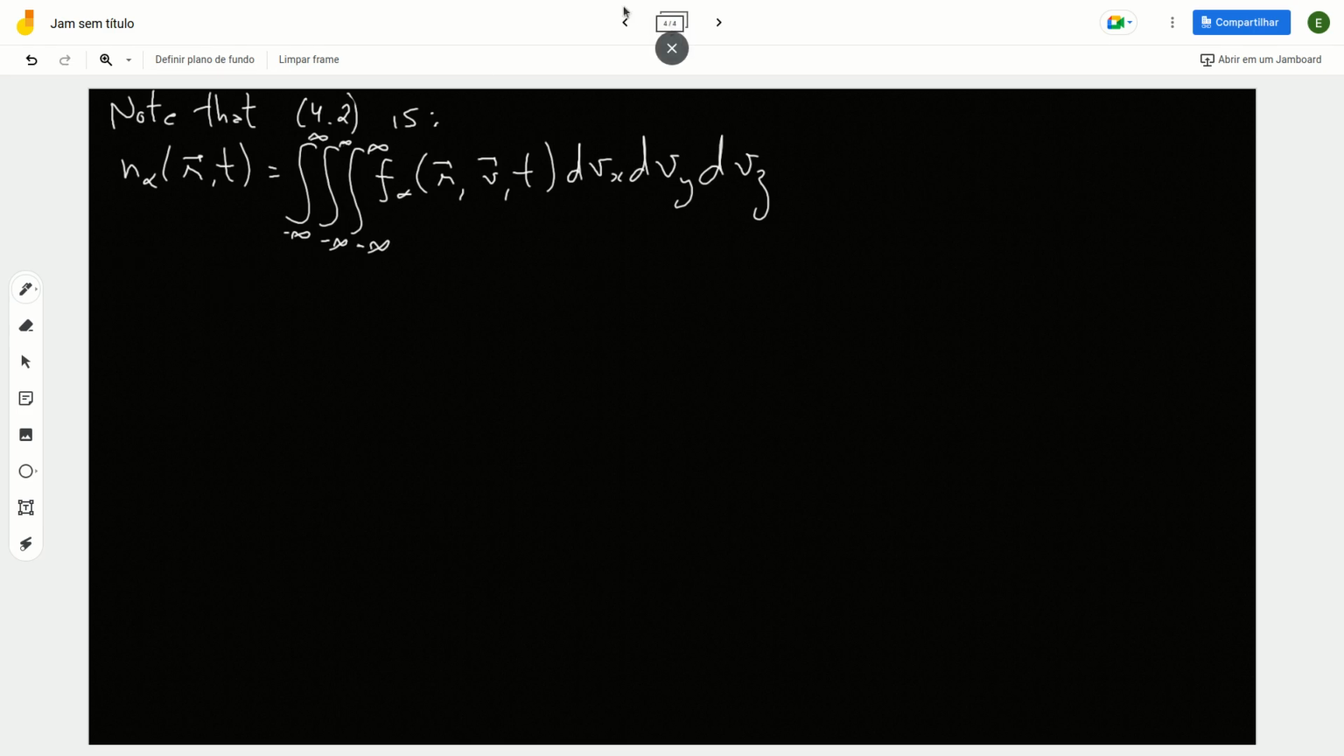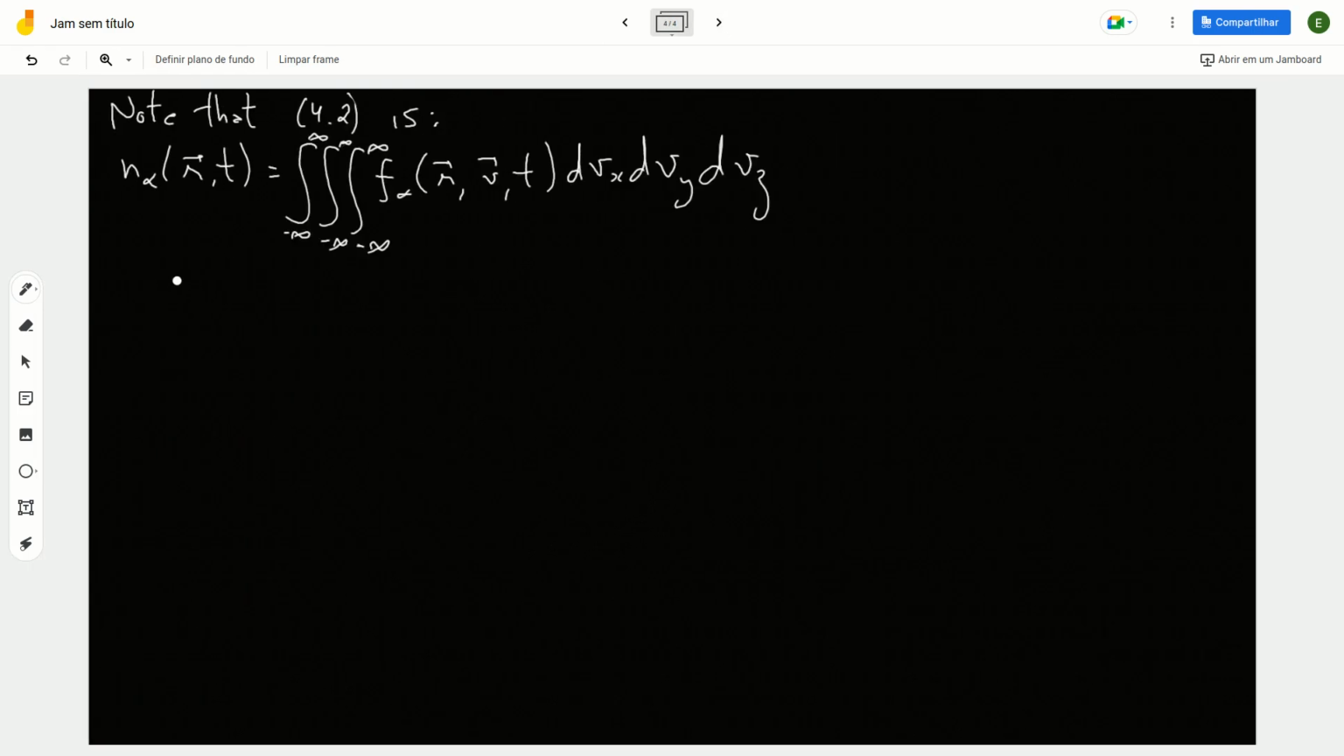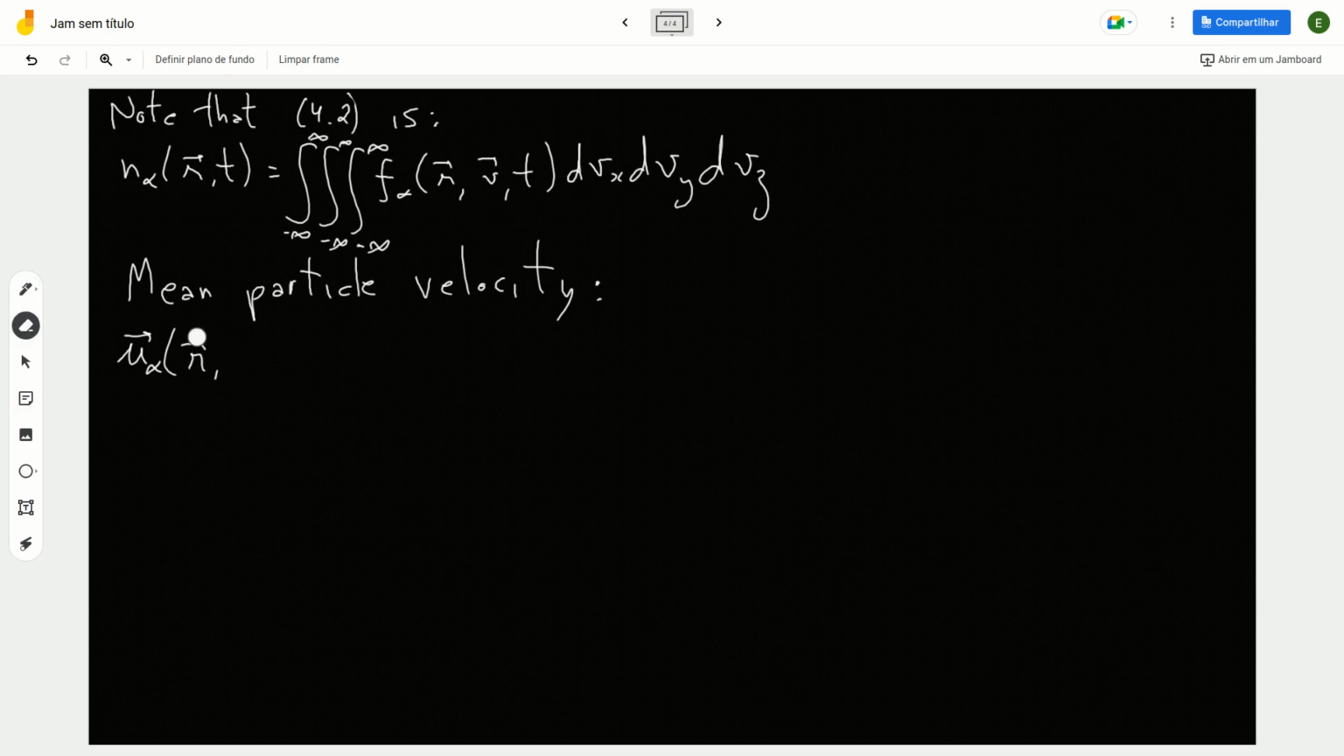Now, we have all these definitions. How can we use them to compute useful quantities like, for instance, the average particle velocity, the mean particle velocity? The mean particle velocity will be defined based on these equations as this. Let's denote it by u, a function of position and t, just position and t. It's the mean velocity, of course.